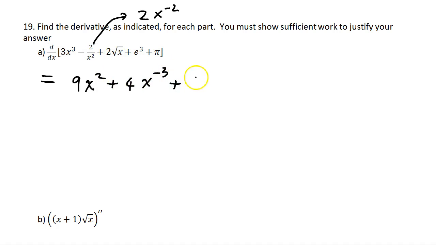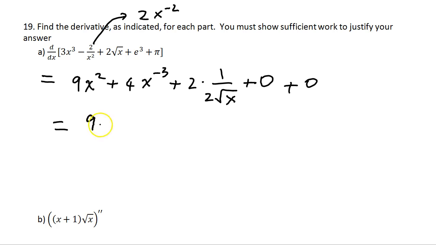You already know the derivative of square root of x. And this one is just a constant. That's also constant, so those are zeros. So you end up with 9x squared plus 4x to the negative 3. 2 cancels and you get 1 over square root of x.